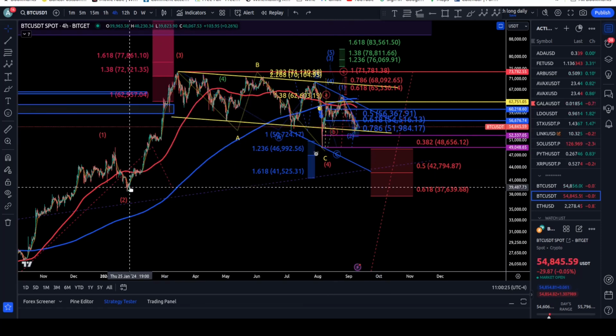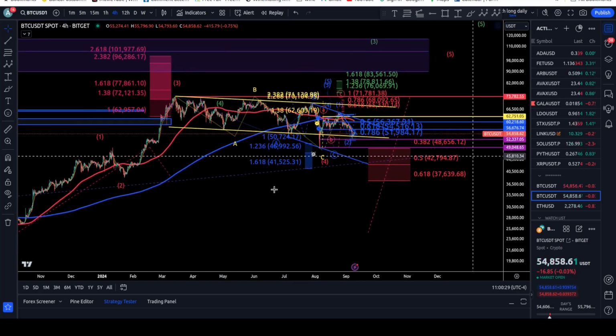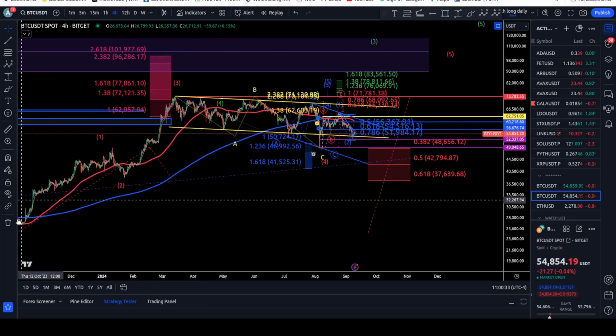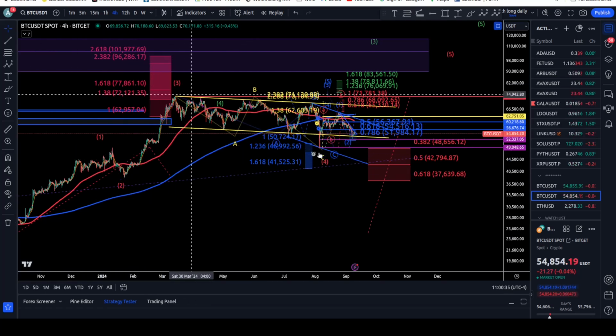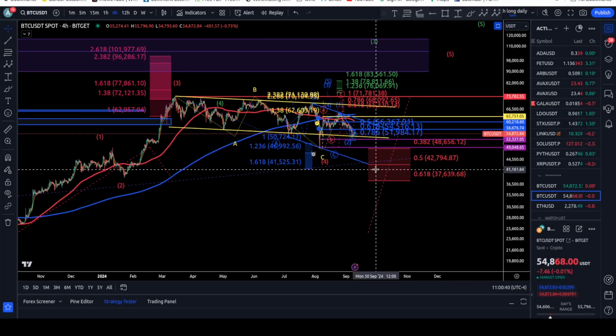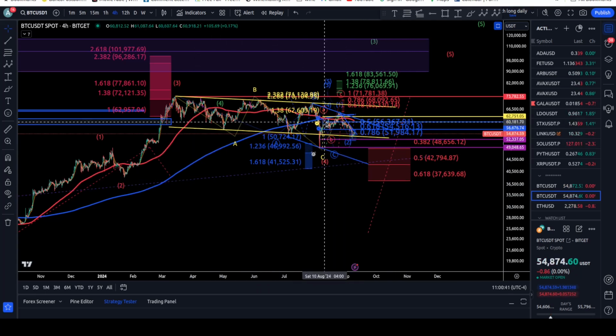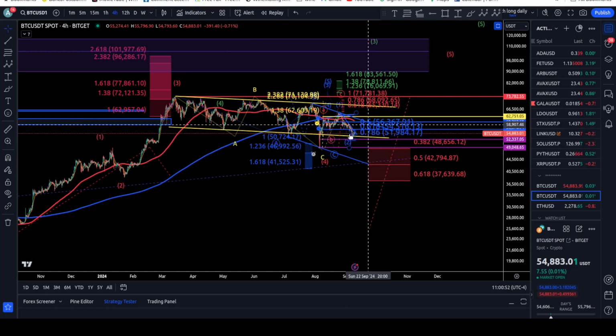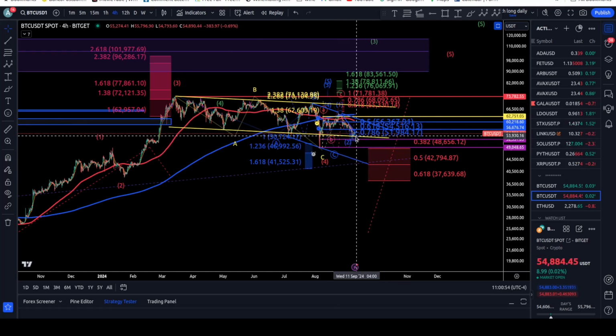And if we go lower, then I will not be able to count this as a 1, 2, 3, but more an A, B, C. And this is why these levels start to be important and relevant also. So we just recently made a golden cross, no, a dead cross, sorry. Until price doesn't try to reverse, we're going to continue to go lower.